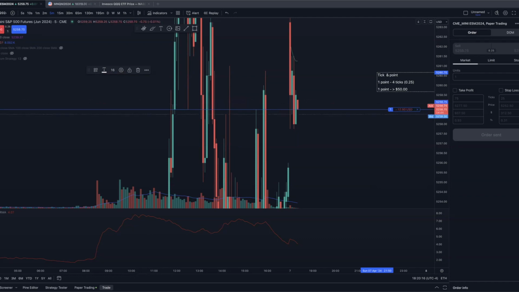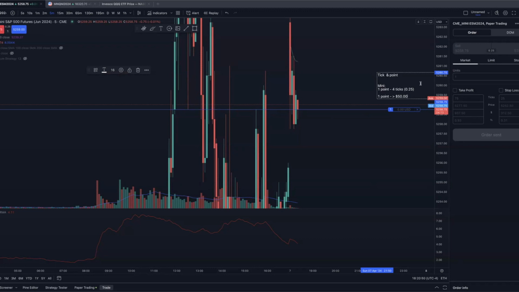So this is for minis, by the way. Mini contract, these are the rules. For 1 point, you're going to be making or losing $50. Let's say you entered at 5258.75, and it goes up all the way to 5268.75, 10 points from your entry. Boom, $500 real quick, in and out sort of thing. But if it goes down 10 points, you're going to be losing $500. So for each point move, you'll be making or losing $50 each.